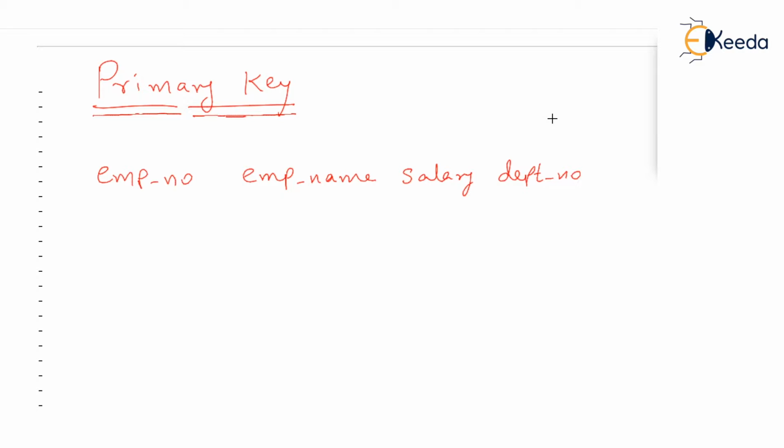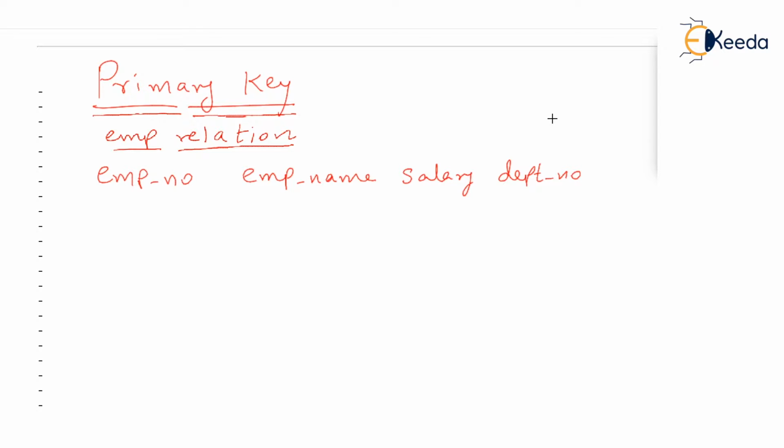Just imagine that we are having a relation called EMP, or a table, EMP relation or EMP table, whatever you say. It's the same relation or table. So we are having the EMP table and there are four columns as shown: employee number, EMPNO, name, salary, and department number in which that employee is working.